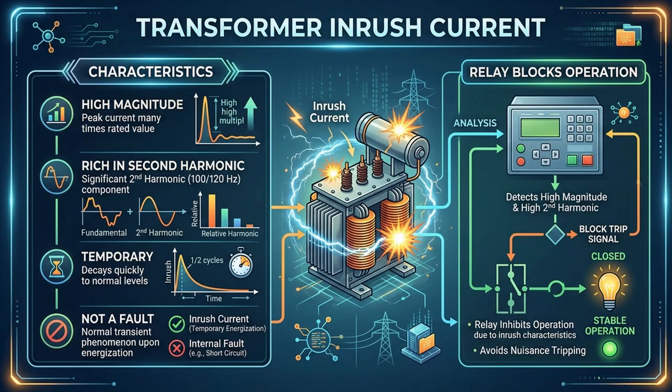Let's identify transformer inrush current. It has a very high magnitude, is rich in second harmonic, lasts only for a short time, and most importantly, it is not a fault.